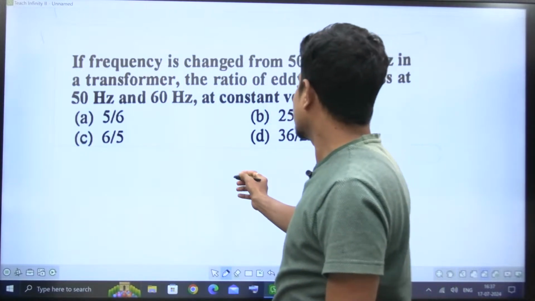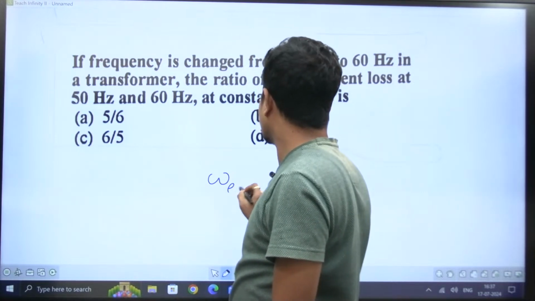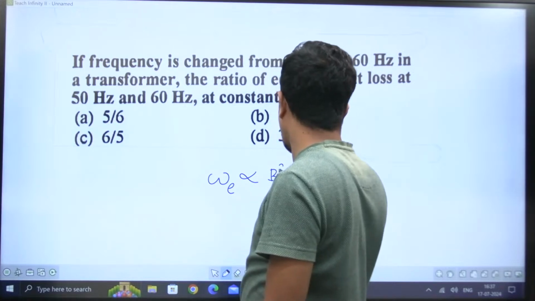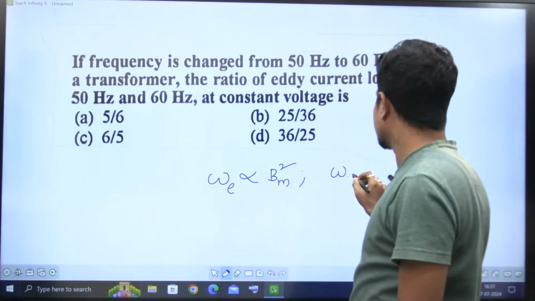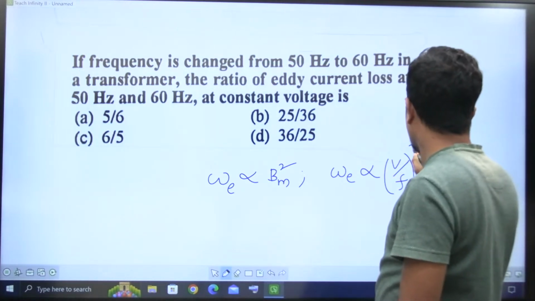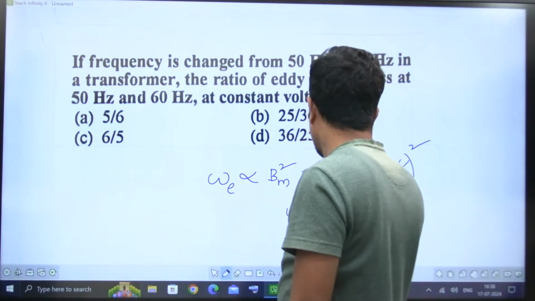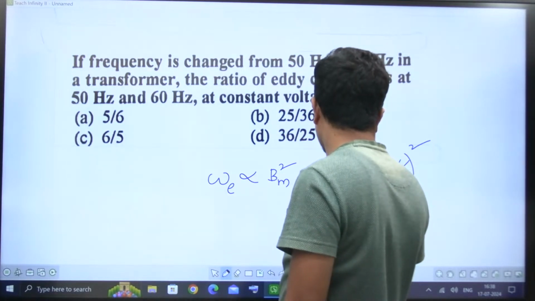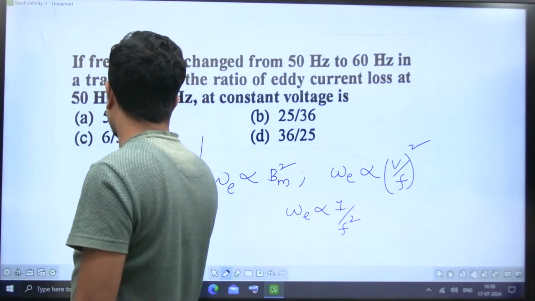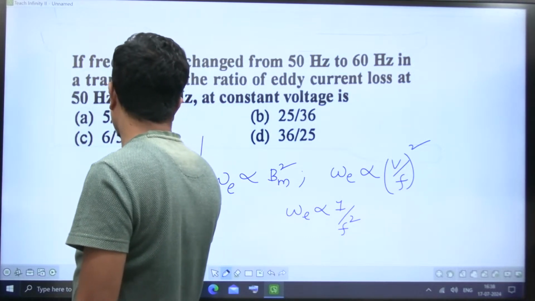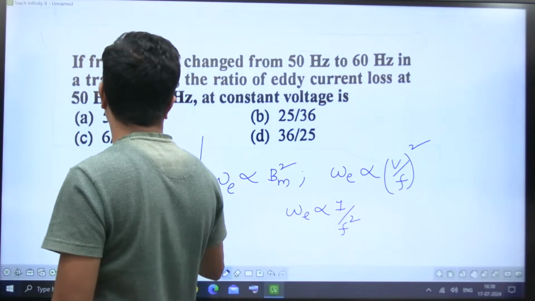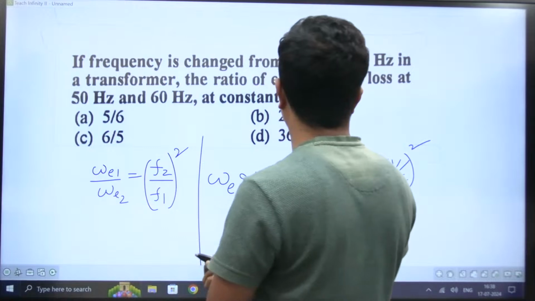Let us see. The eddy current loss formula I gave previously is directly proportional to B max square. What is B max? B max is (V by F) whole square. So from this I can say eddy current loss is inversely proportional to frequency square. So WE1 by WE2 is equal to (F2 by F1) whole square, right?